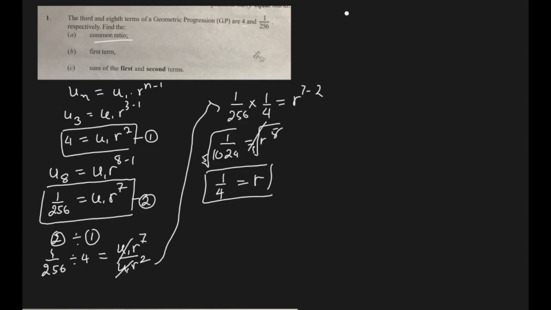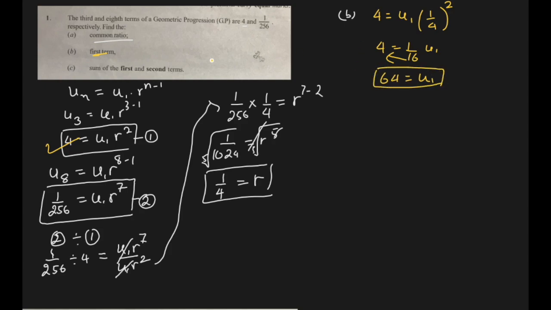What about part B? For part B, we want the first term. Use any equation, let's use this one. 4 equals first term times r squared. R we know now, it is 1/4 squared. So 4 equals 1 over 16 times U1. Cross multiply, 64 is U1. That is the first term. This is the answer of B.